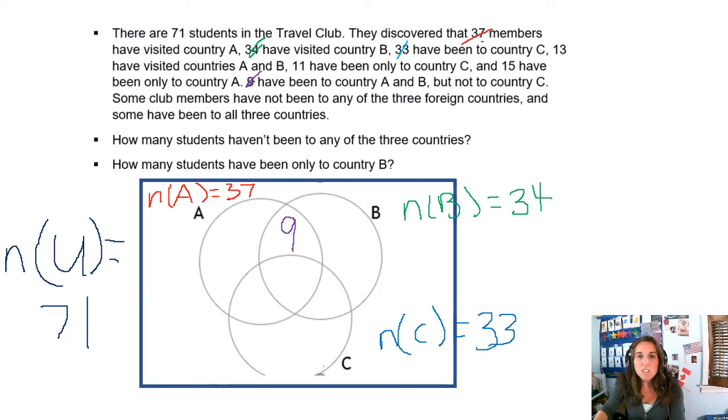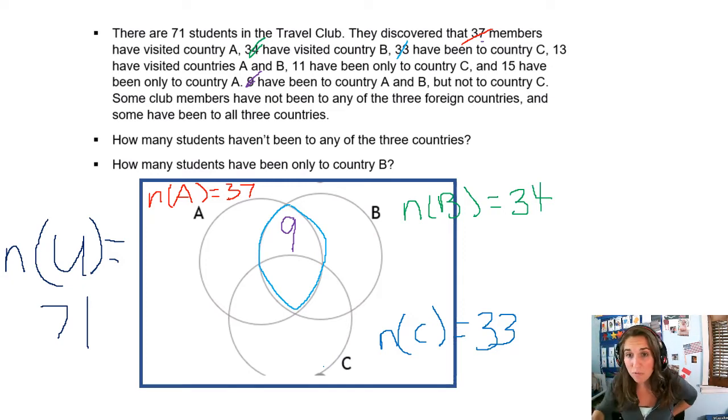All right, 13 have visited countries A and B. Let's see if that helps us. Remember, we're sort of working backwards, but we might have to jump around a bit. So 13 have visited countries A and B. Okay, so country A and B. That means this chunk should have 13, right?